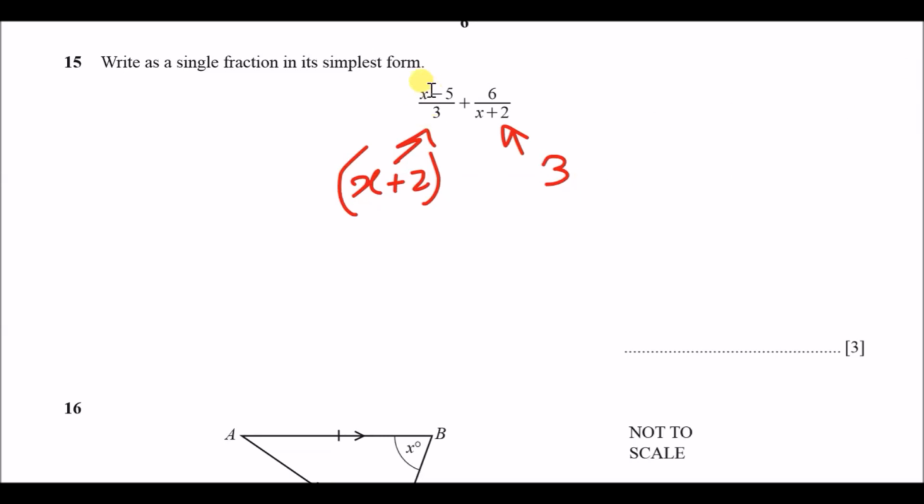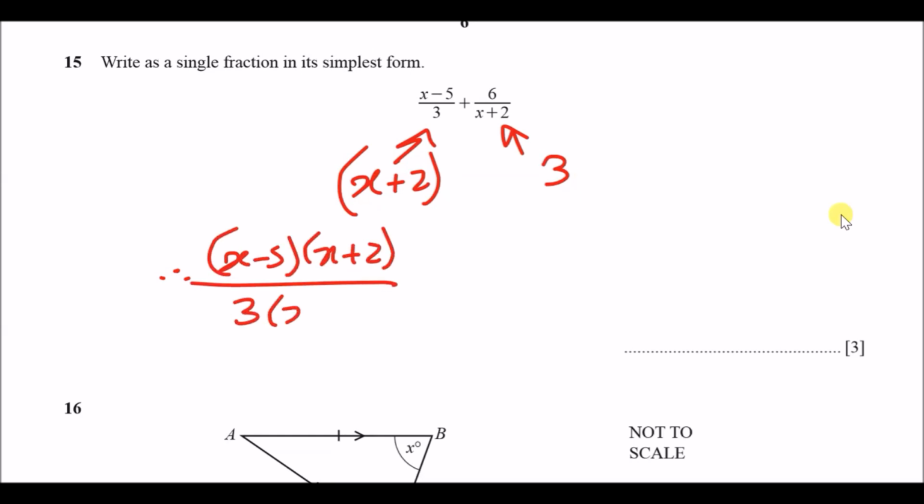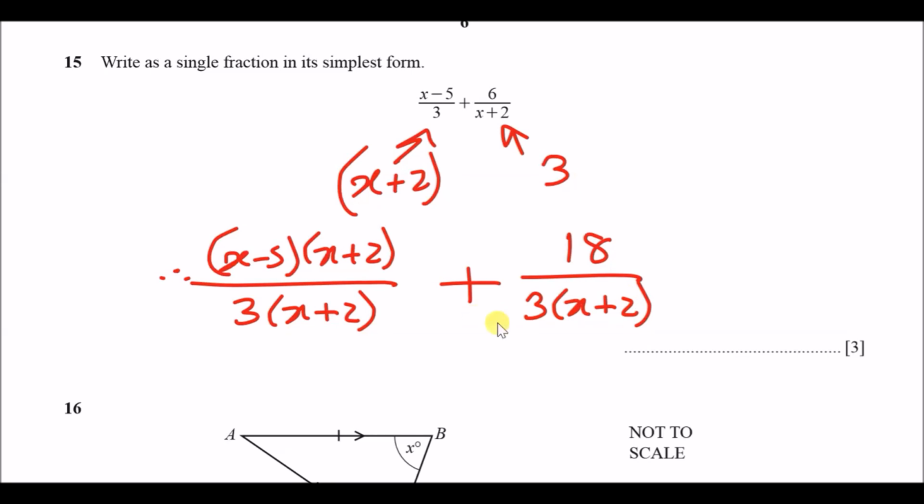Now doing that, if we multiply the left side by x plus 2, we're going to get x minus 5 times x plus 2 all over 3 times x plus 2. So that's the left side. Now for the right hand side of the fraction, if you multiply these two by 3, 6 times 3 is 18 over 3 times x plus 2. Now for these kind of questions, it's not important to expand the bottom half, by the way, yeah? We can just leave it as it is, because you may be able to simplify it later on.